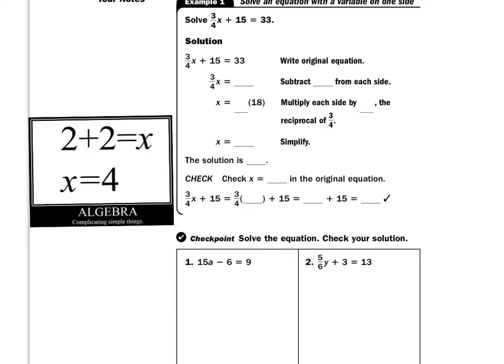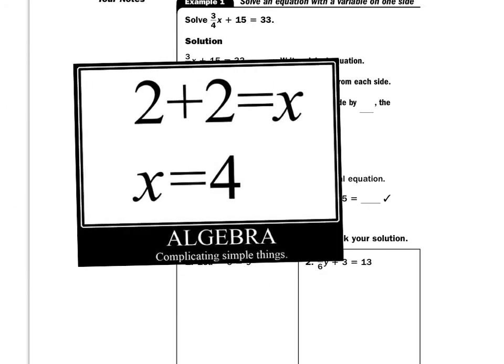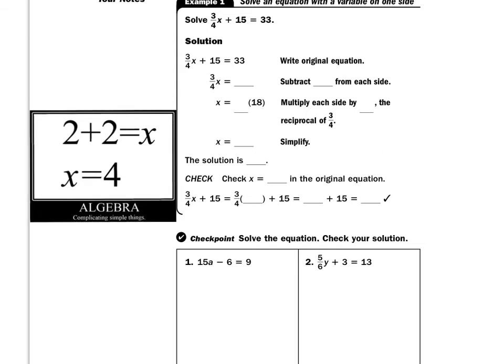Alright. Now on this next page, I like this. I found this little joke out on the internet. It says 2 plus 2 equals x. X equals 4. Algebra, complicating simple things. That is exactly how we feel sometimes, isn't it?